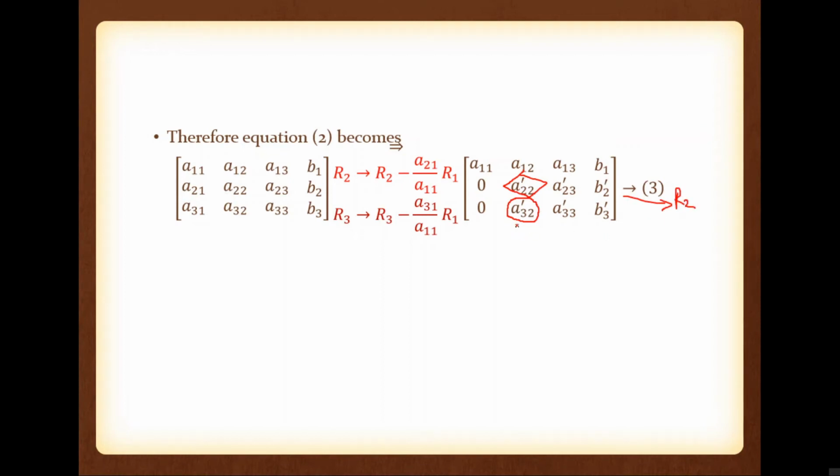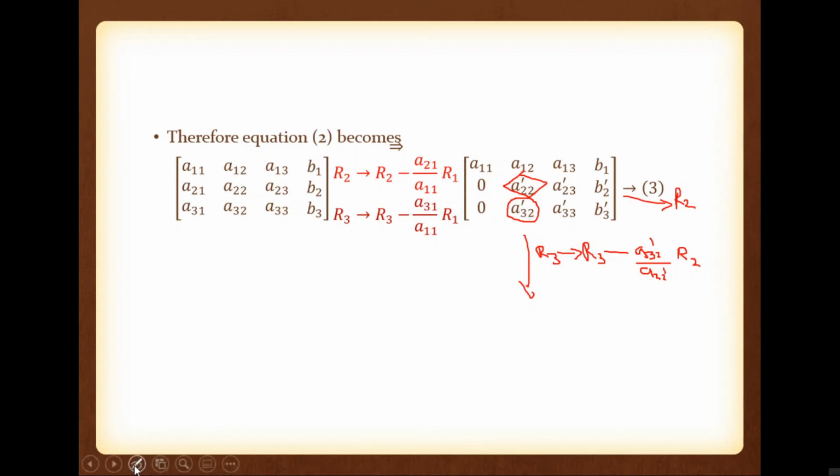So in order to remove A32 dash, what is the required row operation? Here the required row operation is R3 is modified by using R3 minus what we want to remove, A32 dash. What is the pivot? The denominator is the pivot, that is A22 dash, into the pivot equation, R2. So R3 is equal to R3 minus A32 dash divided by A22 dash into R2.